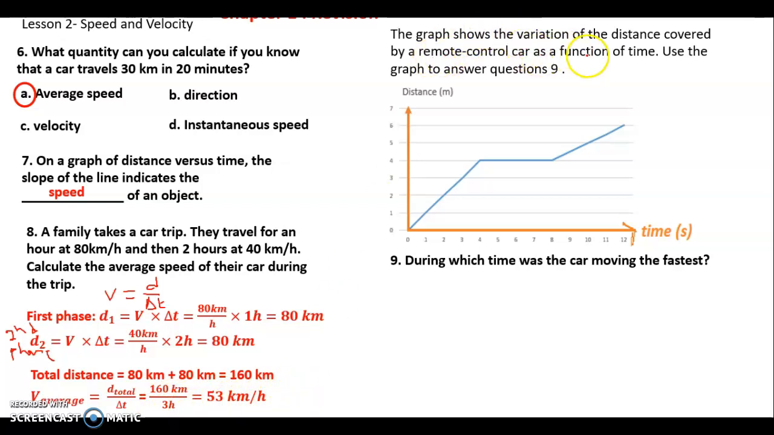The graph shows the variation of the distance covered by a remote control car as a function of time. Use the graph to answer the questions. To answer question 9, we have distance versus t.